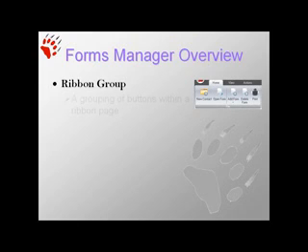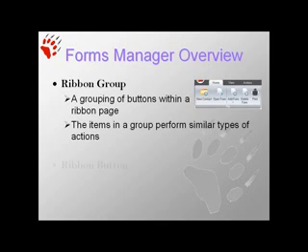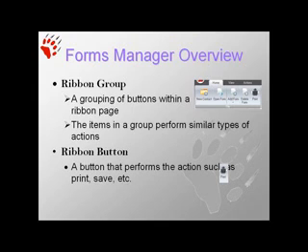You also have what we call ribbon groups. A ribbon group is a grouping of buttons within a ribbon page. The ribbon pages are things like your home page, your view page, your action pages. All right, those are your ribbon pages. And within those you have groupings of buttons. The one shown up here is the file group on the home page. And all of these buttons perform similar actions. And then of course you have your ribbon buttons, which is a button that performs an action within those ribbon groups. And it looks like somebody moved my button.